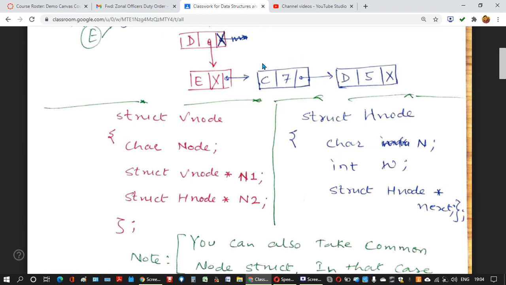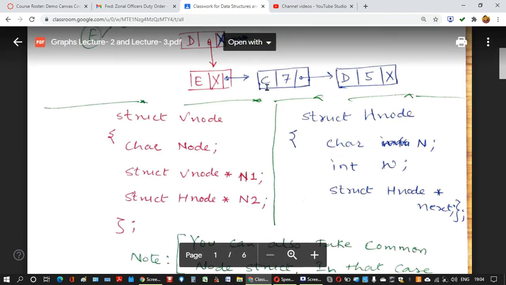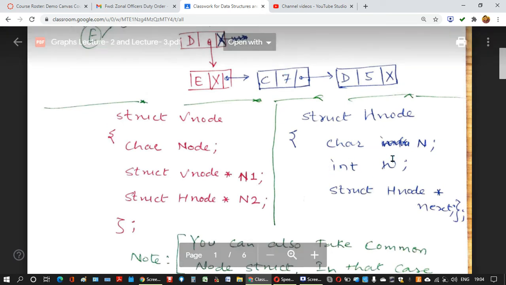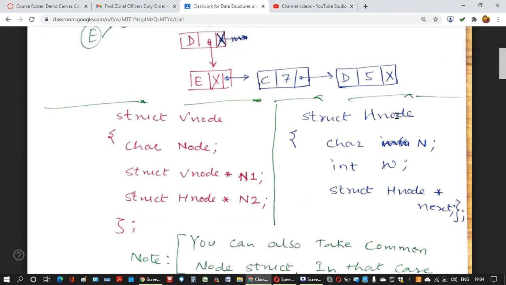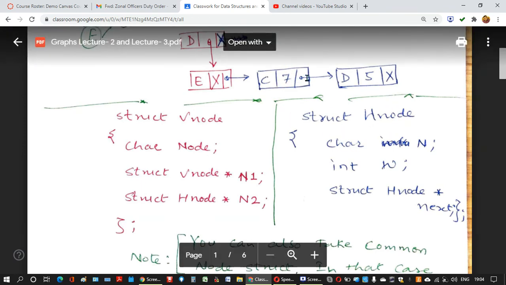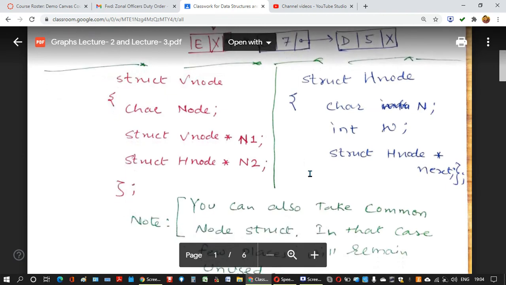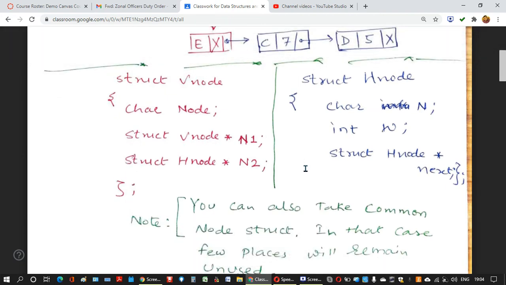And here also you can see this diagram. In this, there are two information parts, one for the name of node and one for the weight of edge. So integer W, that is weight, and character N, that is for the name of node. So this is H node structure. It also has a pointer which points to H node itself. So struct H node pointer next. So in this manner you can keep.